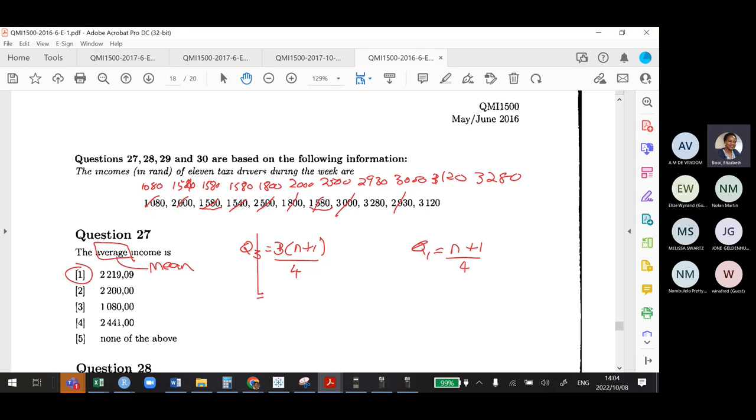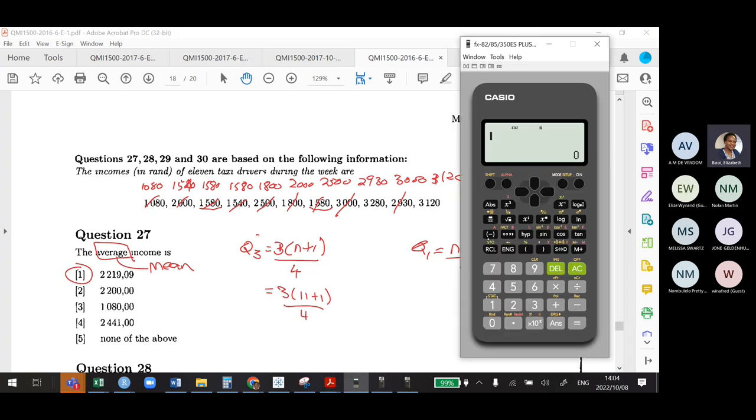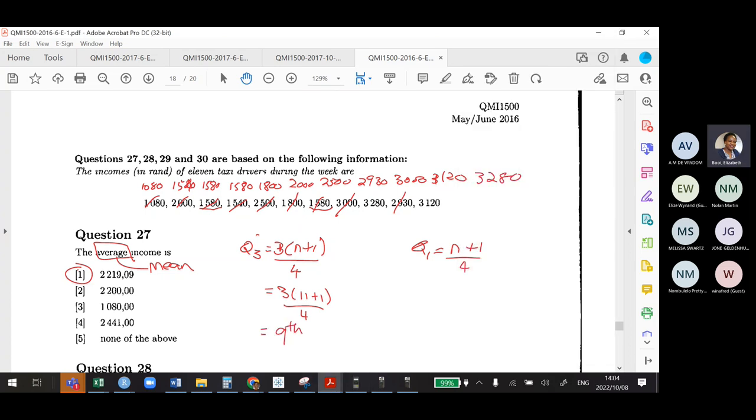So it will be 3 times 11 plus 1 divided by 4. I'm going to use the fraction button on my calculator. 3 times 11 plus 1, close bracket, go down, divide by 4, equals 9. That is the ninth position. Don't get it wrong: this is not the quartile value, it is the position. We find the position first. That is located on position number 9.